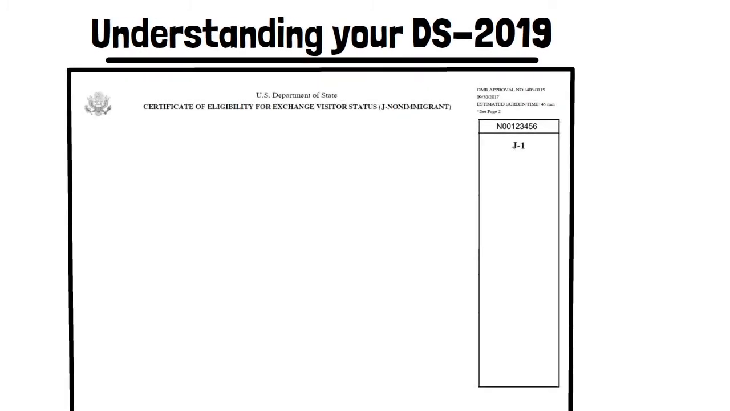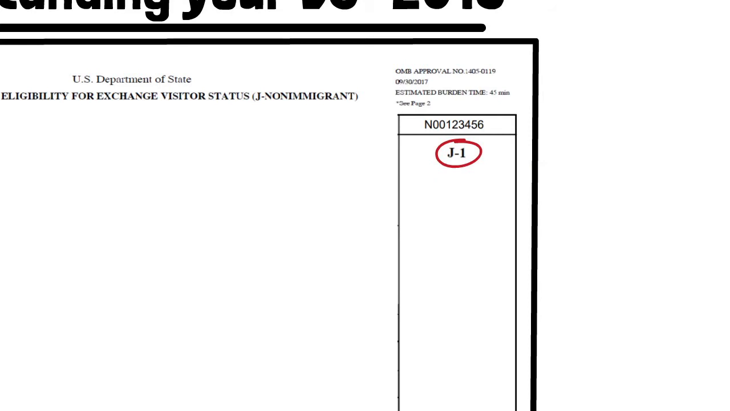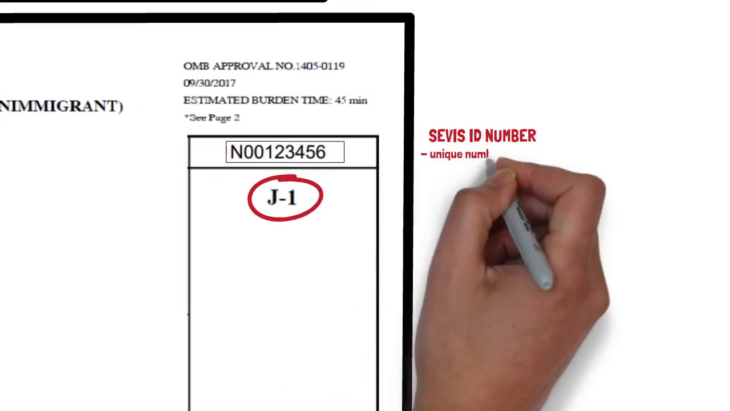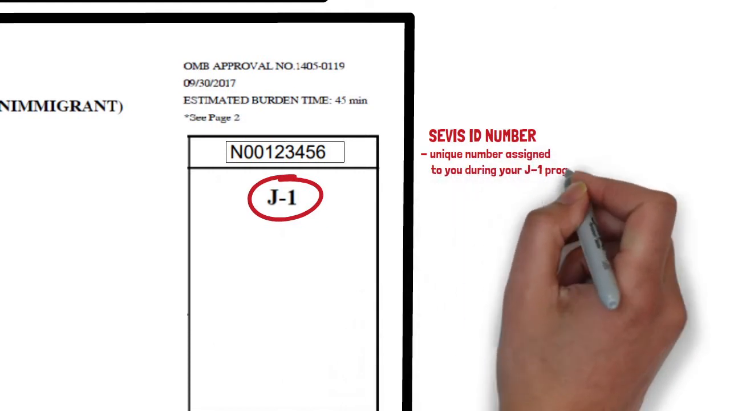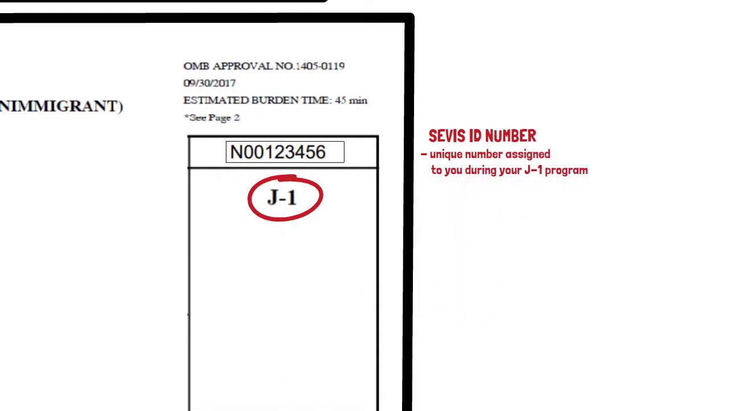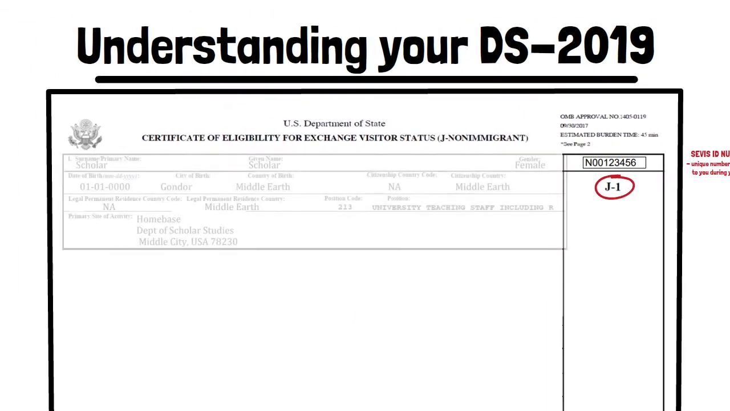J-1 status. On the right-hand side of your DS-2019, you should see the immigration status as J1 with your CVIS ID number above it. Your CVIS ID number is a unique number assigned to you during your J1 program. However, you may receive multiple CVIS ID numbers during your life if you have participated or will participate in different academic or exchange programs.